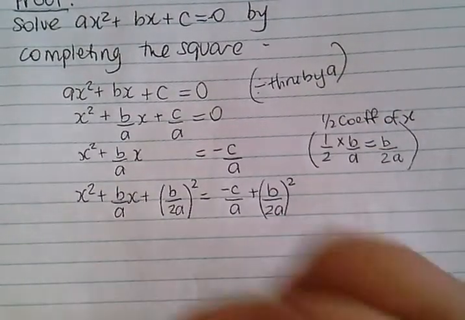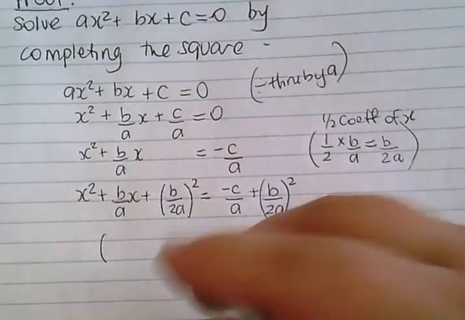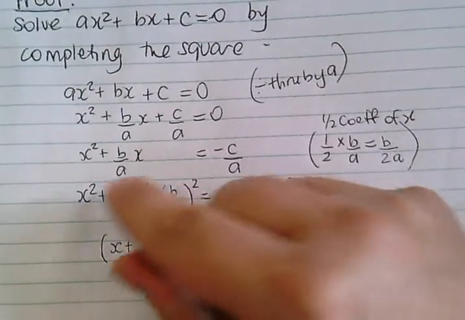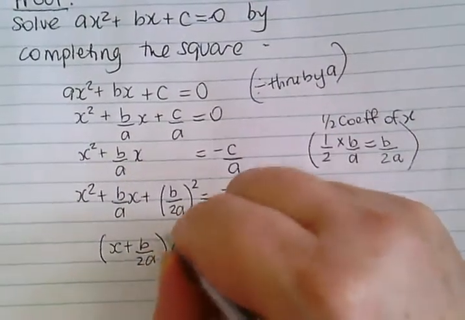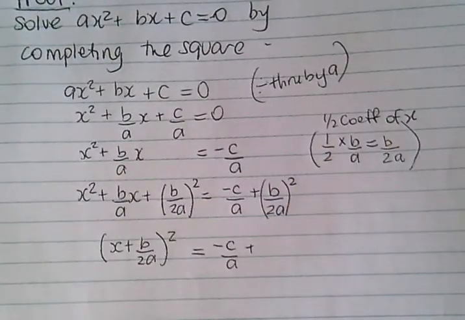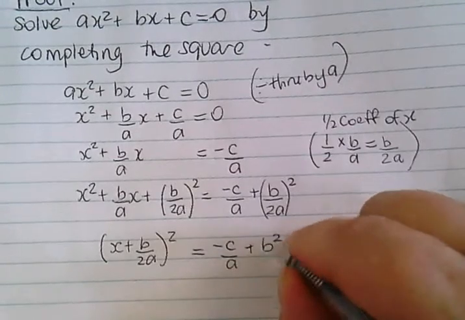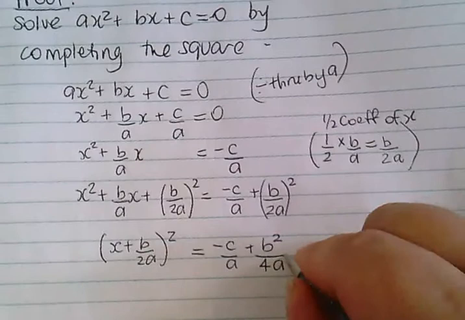Now, how do I write the left-hand side? Why do I write it in this format? Because I've got x plus what? How do I write this as a perfect square? x plus b on 2a squared equals negative c on a plus, we should expand this other one. What do we get? b squared over 4a squared, you're right.